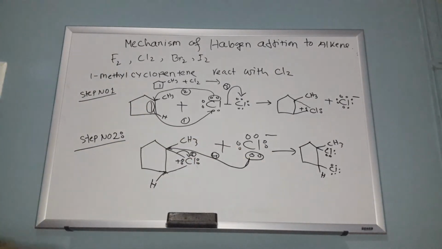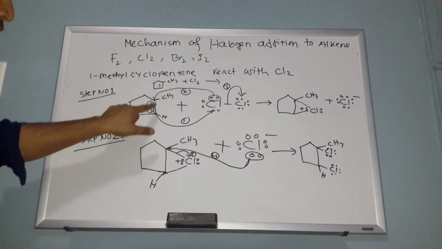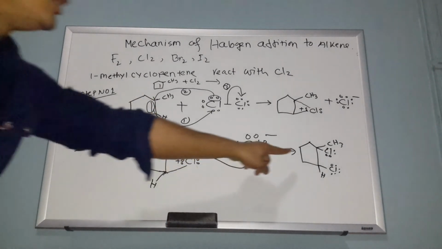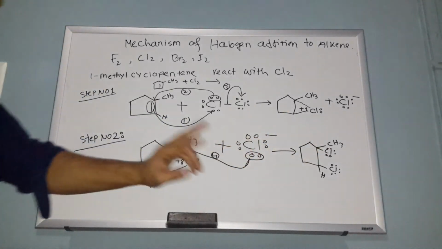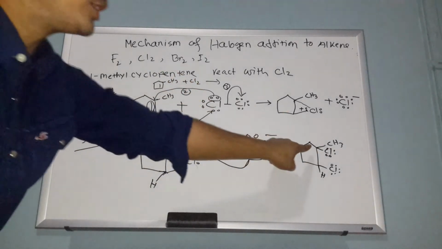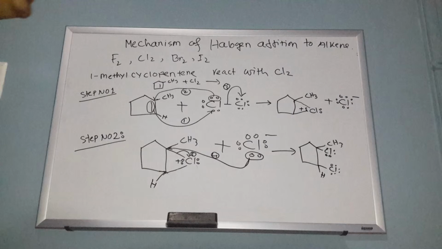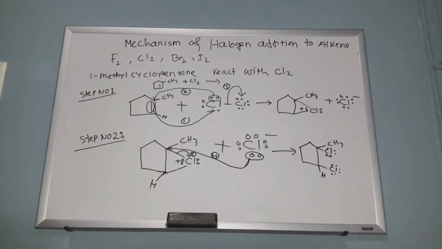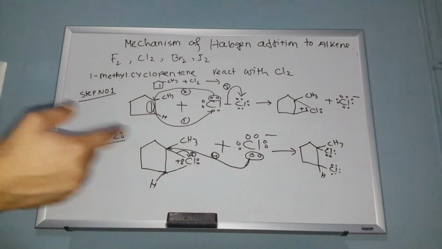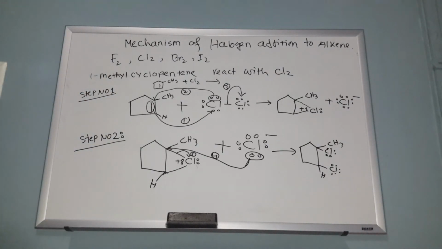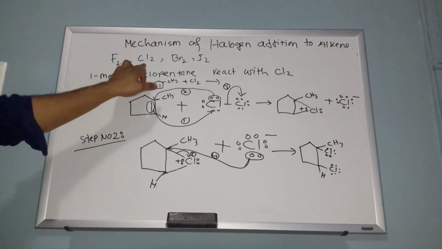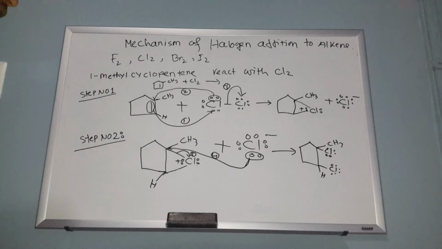So look, this is your product, and these two carbons have a double bond. This carbon gets one chlorine and the other carbon gets another chlorine. That's why this mechanism is very easy. Because the double bond carbons each get one halogen group equally, it can be fluorine 2, chlorine 2, bromine 2, iodine 2, it doesn't matter.